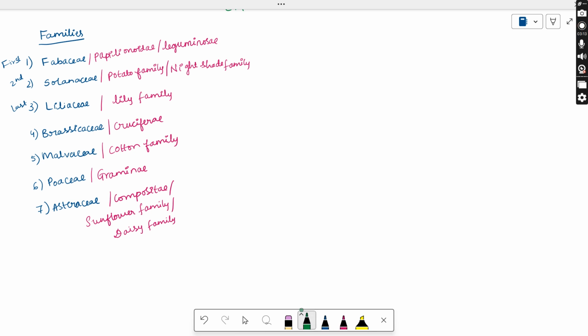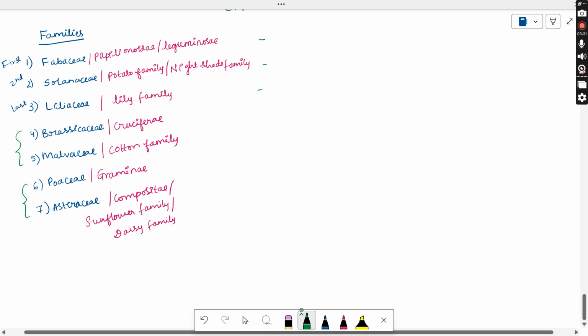So let us see how to write the floral formula and how to remember it for each family. So first we go with these three. If you try to remember all 7 families at once, it will be hectic for you. So first remember the first three. Brassicaceae and Malvaceae, as I said, and Poaceae and Asteraceae, as I said, are special types of families. They are quite different from the remaining families. First we'll see how to write the floral formula for these three.